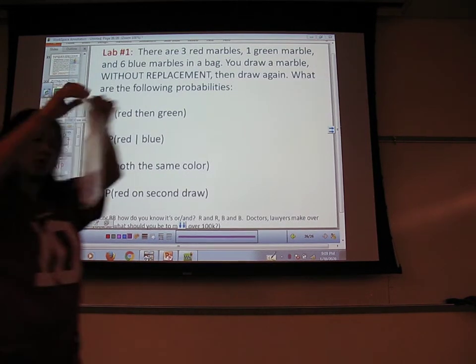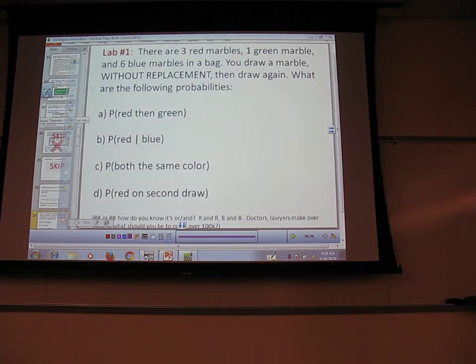10 marbles, and pretend like the white are really blue. And I draw one. What can I possibly draw? What are my possible outcomes? A blue one, or a red one, or a green one. So you should have 3 branches, right?